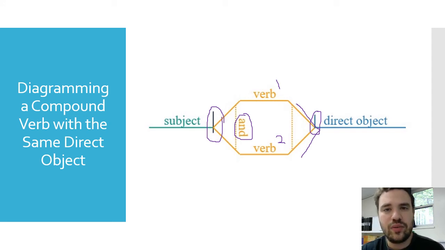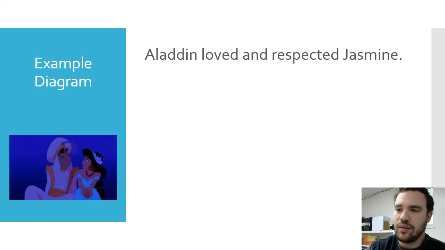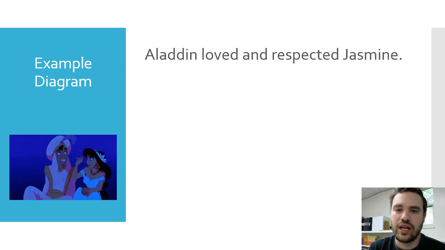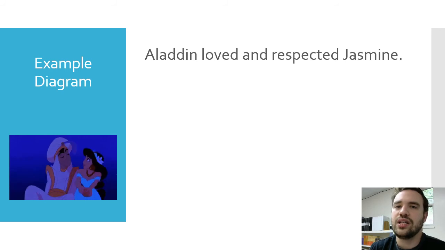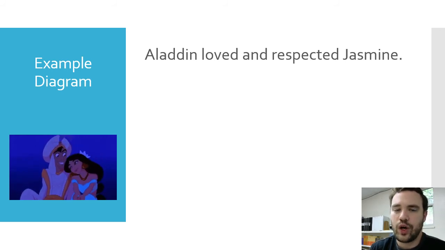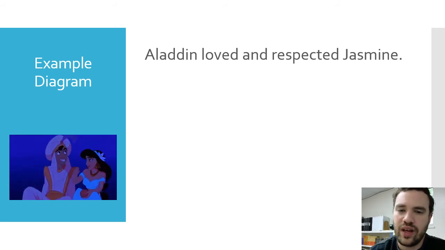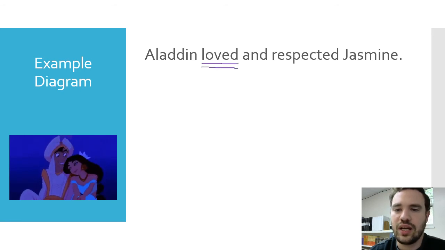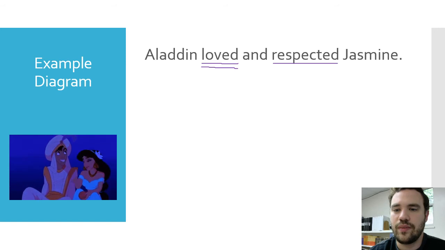Okay, so a little bit of a unique diagram, but this would be if you've got two verbs but only one direct object. Let's look at an example of that. Aladdin loved and respected Jasmine. All right, so you've got two different verbs here. We've got loved, which is an action word, and respected, which is also an action word.